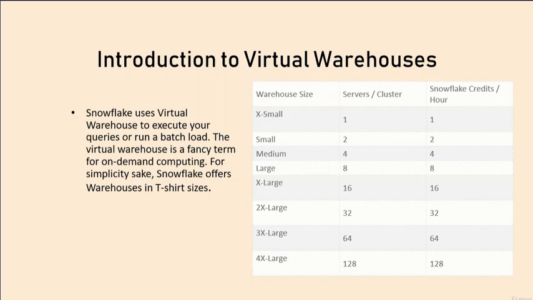For simplicity's sake, Snowflake offers warehouses in t-shirt sizes. We have warehouse sizes from extra small to 4x large. An extra small warehouse has 1 server, and it will exhaust 1 compute credit per hour, whereas a 4x large warehouse has 128 servers in this cluster, and it will exhaust 128 credits per hour. You can choose the warehouse size based on your needs. If you're not sure about your warehouse size, you can always start small and then you keep increasing based on your requirements. And you can always auto scale up or down based on the load.